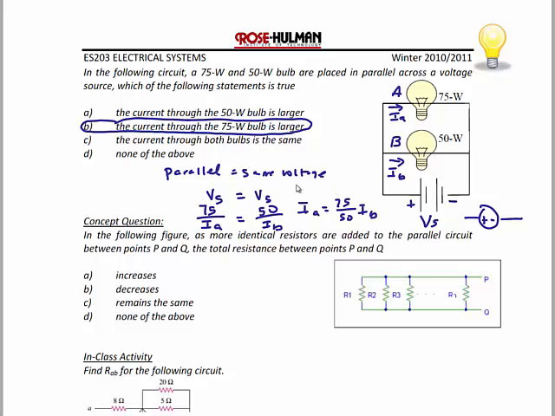Now for the second concept question, the question says, if I have identical resistors in a parallel circuit between points P and Q, the total resistance between points P and Q as I continue to add resistors would increase, decrease, or remain the same. Now, since we just talked about the fact that parallel equivalence is going to be smaller than the smallest resistor in the parallel network, that means the more resistors I add, the smaller the equivalent resistance will become. So the equivalent resistance will decrease.